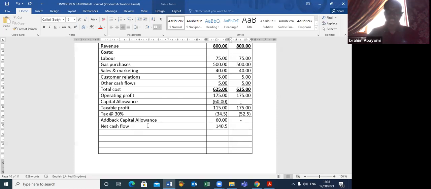And here it's 175 minus 52.5. That's 122.5. That is the net cash flow. Now we need to discount this. Discount factor at, we don't know, just hold the constant there.